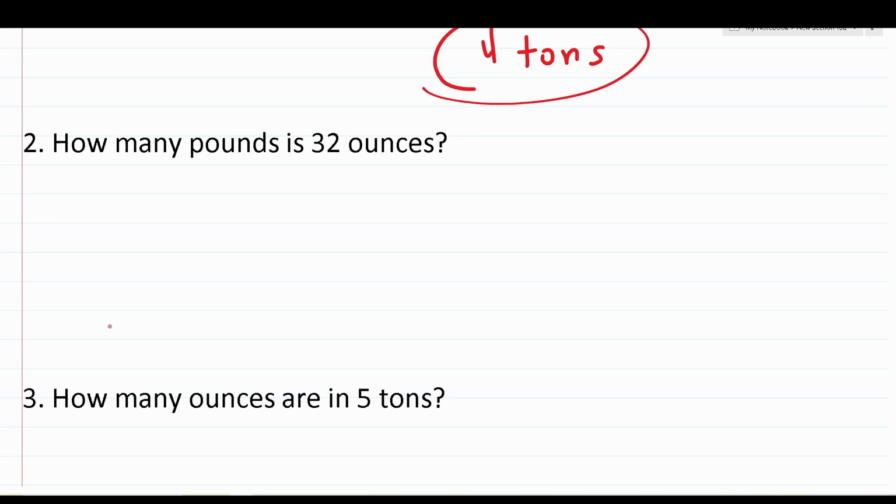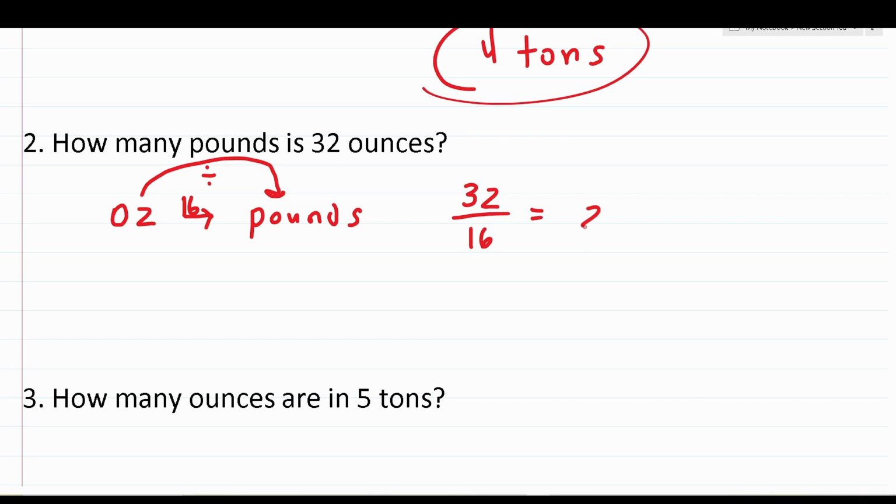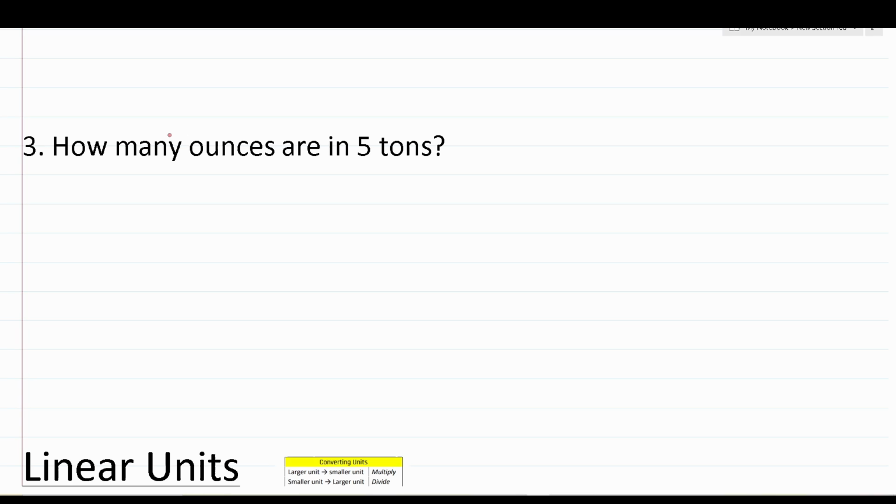All right, so this next one says this: how many pounds is 32 ounces? For this one, we're going to be converting ounces to pounds. Again, we're going from a smaller unit to a bigger unit, so we're going to be dividing. How many ounces are in every pound? There are 16 ounces in every pound. So to convert ounces to pounds, we're going to be dividing by 16. So let's do 32 divided by 16. 32 divided by 16 is 2. So how many pounds is 32 ounces? It is 2 pounds.